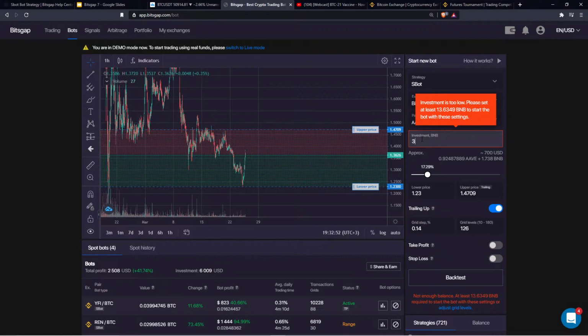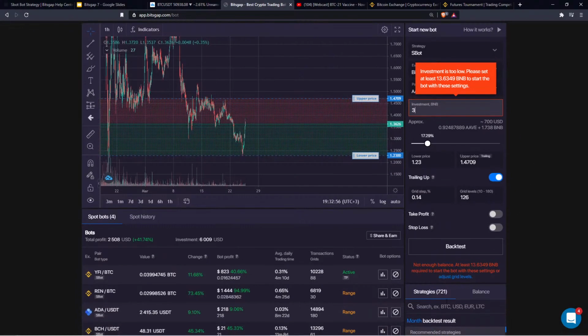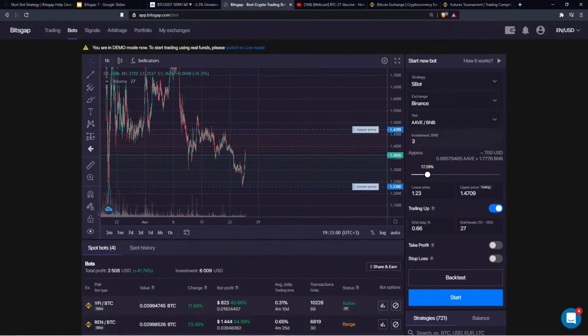But what if I don't have 13 BNBs and I still want to stick with this trading configuration? Then click on adjust grid levels. So now, having only 3 BNBs, you can launch the bot, but instead of 120 grid levels, it is now 27. So that's the maximum for your 3 BNBs.